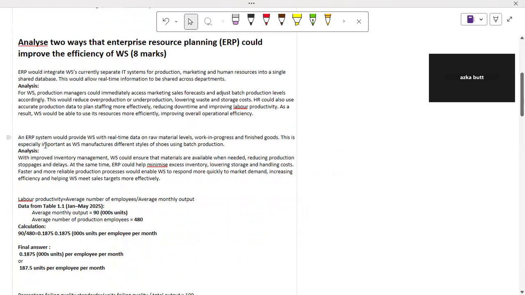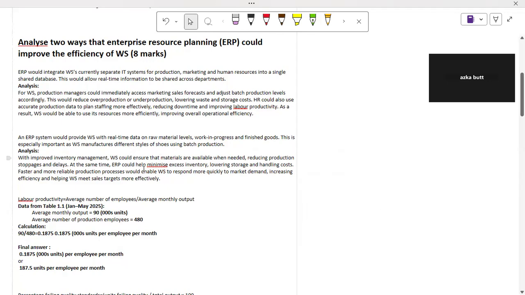Now let's see the second one, because they ask for two ways. An ERP system would provide WS with real-time data on raw material levels, work in progress, and finished goods, because we know that there are three types of inventory: raw material, work in progress, and finished goods. And this is especially important as WS manufactures different styles of shoes using batch production. So, with improved inventory management with the help of ERP, WS could ensure that materials are available when needed, reducing production stoppages and delays.